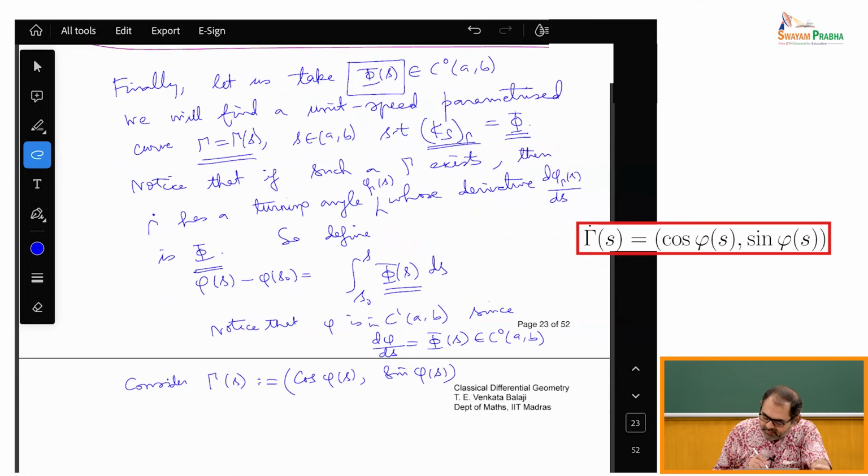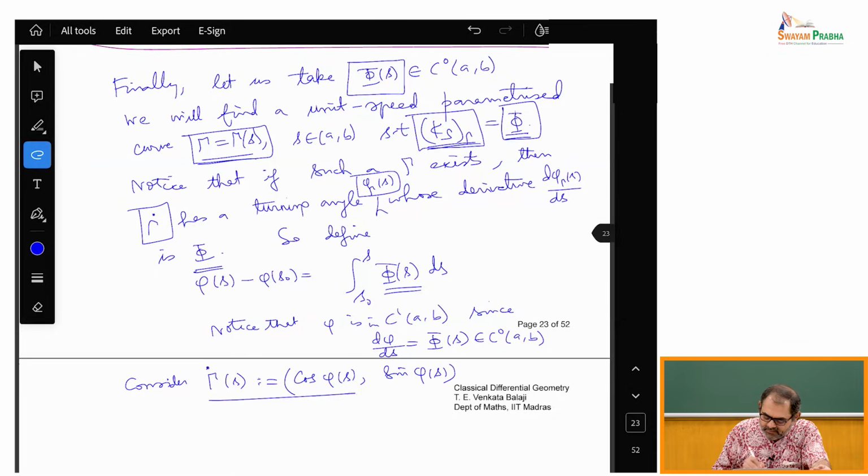So let me write it like this. Consider, at the back of your mind, that if there is a gamma for which the sine curvature is capital phi, then gamma dot has the turning angle small phi sub gamma. So you have to consider gamma dot to be (cos phi(s), sin phi(s)), and therefore to get gamma from gamma dot you have to integrate. Every time you integrate, you get one more level of continuous differentiability.